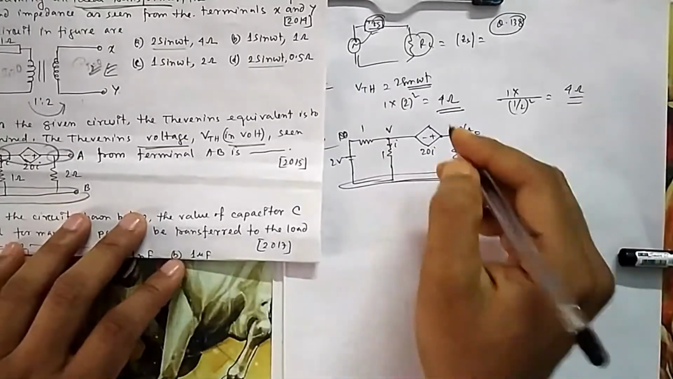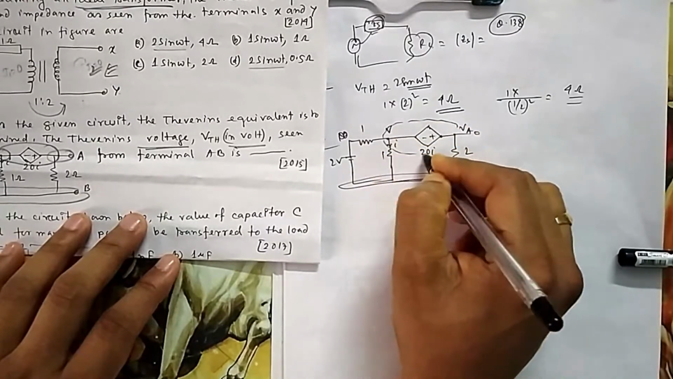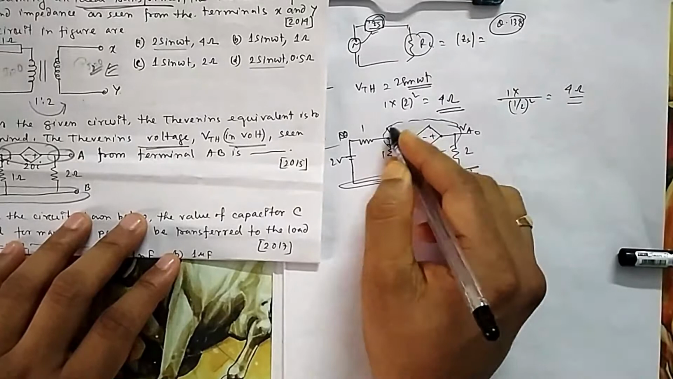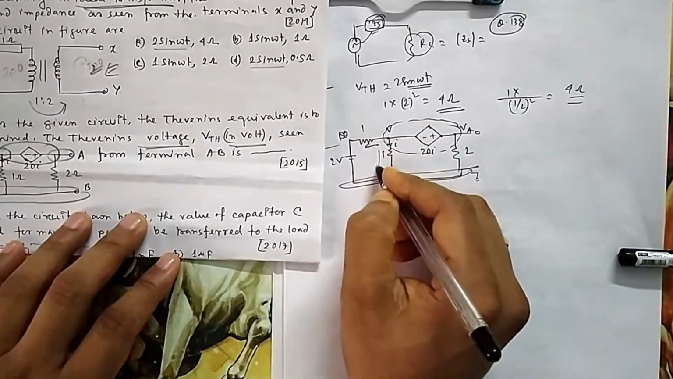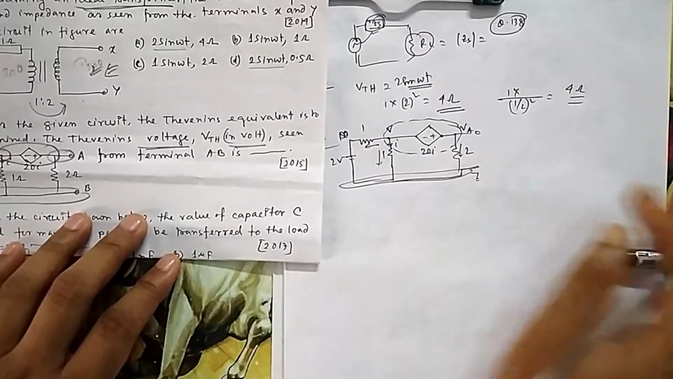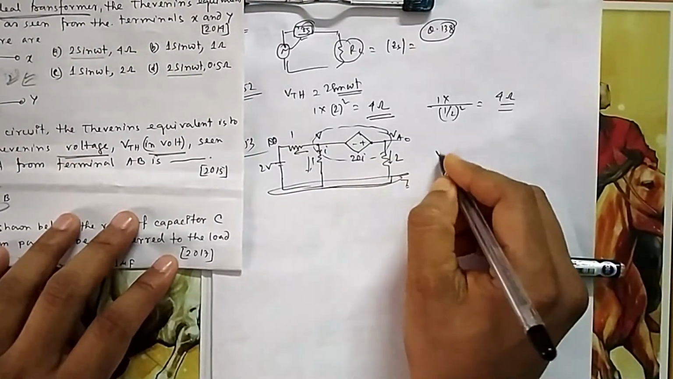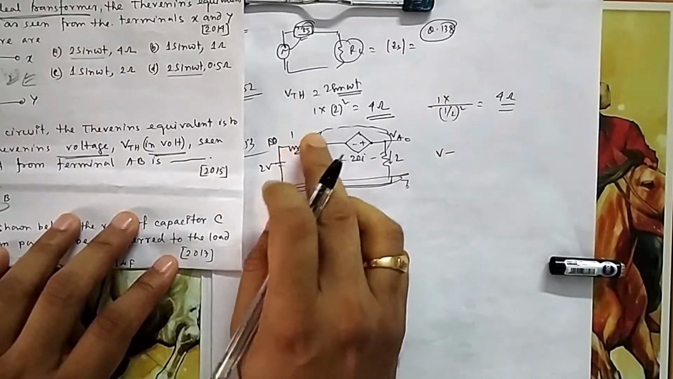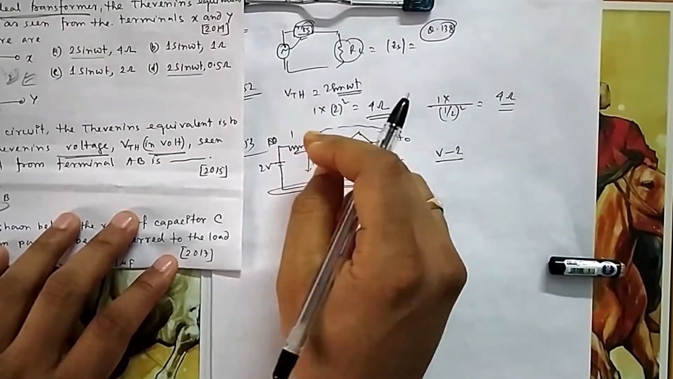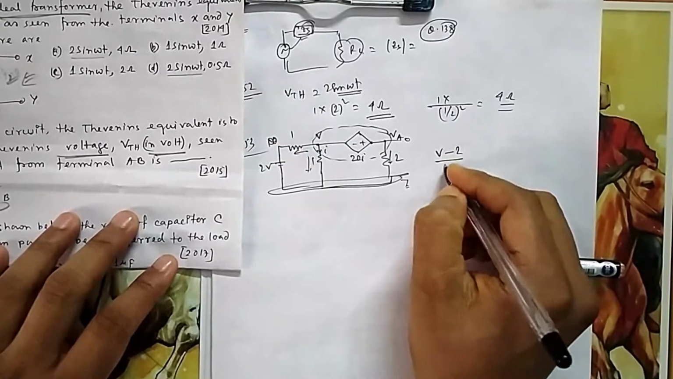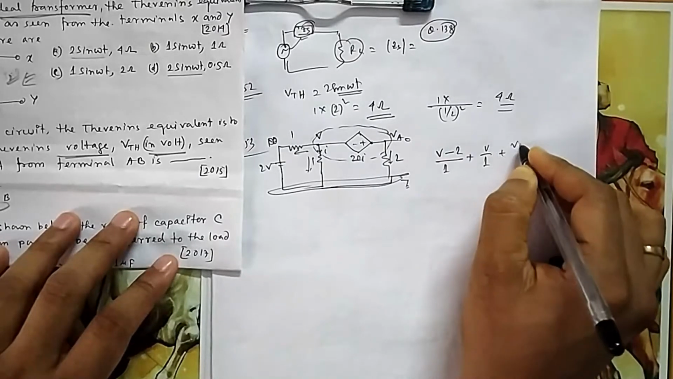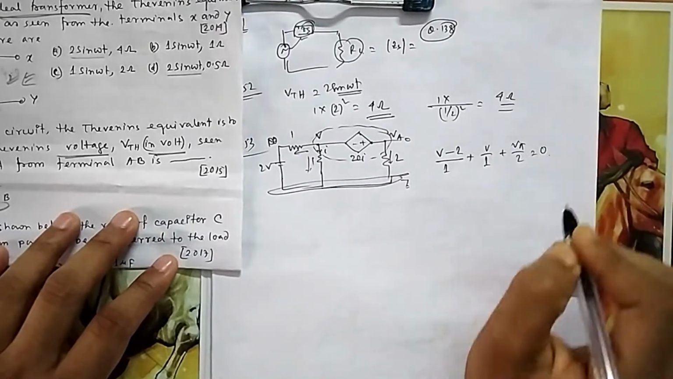So if I apply this, this is my supernode. For a supernode you will write a common equation for the entire node. Whatever current is coming out of this supernode is this current and this current. From this node these three currents are coming, so the summation of all three should be equal to 0. What is the voltage across this? V minus 2, because I am considering this side as the upper side. So it will be (V minus 2) divided by 1 plus V by 1 plus VA by 2 is equal to 0. So this is one equation.